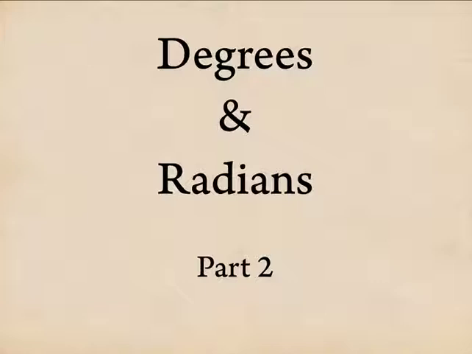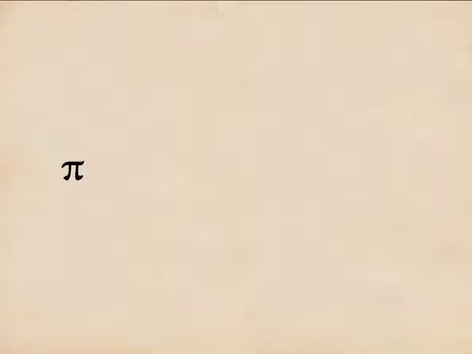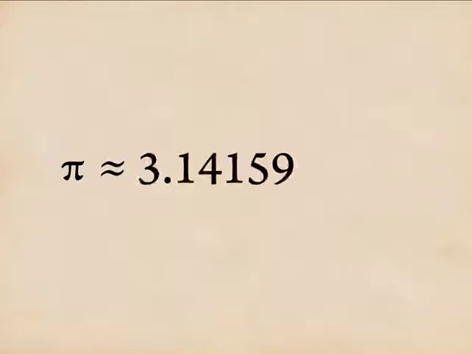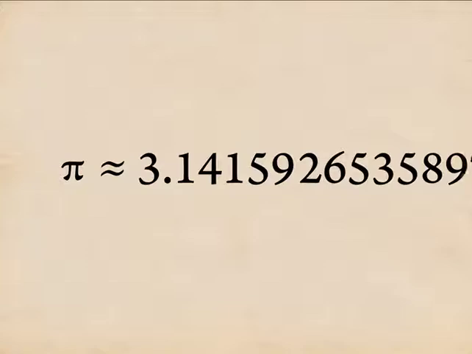In part 1, we discussed the origins of the number 360 and why we have 360 degrees in a circle. Now, let's talk about radians and why we say that there are 2 pi radians in a circle. Remember that the letter pi represents a number. The first few digits are 3.14159, and those digits literally go on forever without repeating.